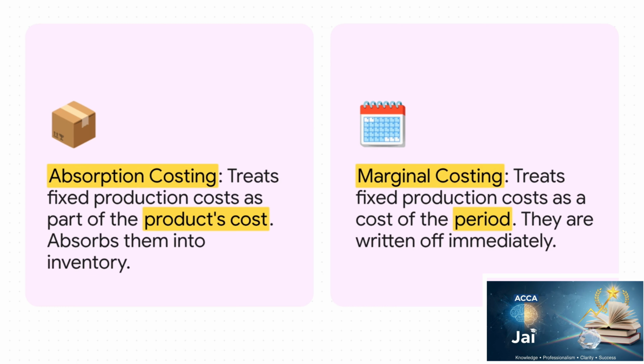Absorption costing says that rent is part of making the product, so it absorbs a little piece of that cost into every single unit you make. Marginal costing takes a totally different approach. It says rent is a cost of the time period, not the product, so it writes the whole amount off immediately. And this one little change in philosophy has massive consequences.